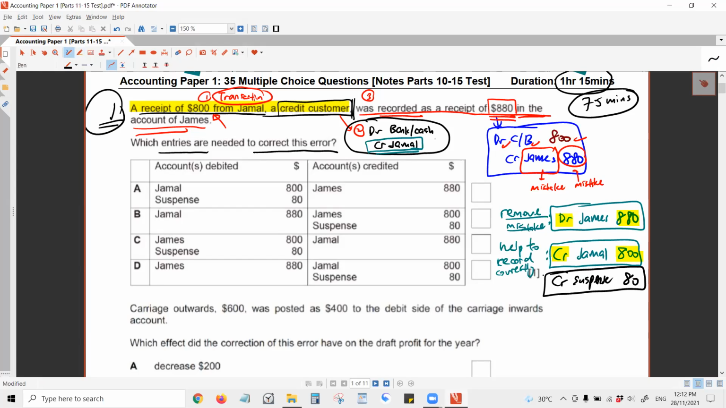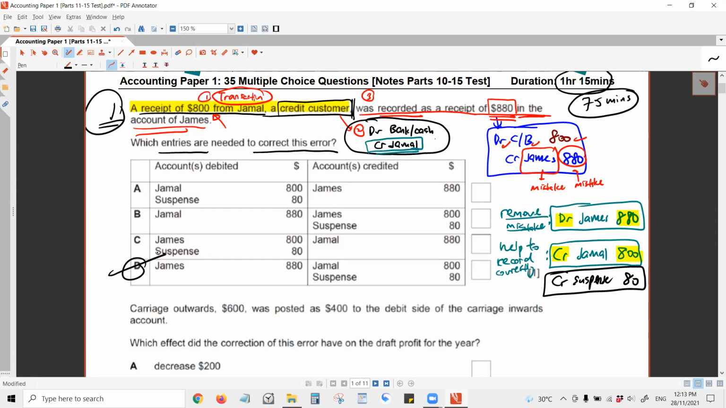You don't have to think at the beginning whether you should debit suspense or credit suspense. Whether you have to do something to the suspense account or not, you will know naturally when you have done everything else first. Focus on removing the mistake, focus on recording it correctly first, then you will know whether you need an entry in the suspense account or not. Therefore, the answer is what? D.